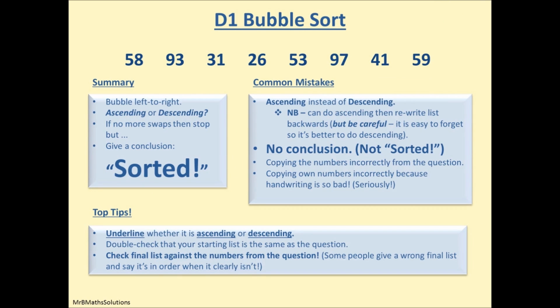Some people do ascending instead of descending if they've been asked for a descending list. If you do make that mistake and then realise, don't waste time doing the bubble sort all over again. It's okay to do an ascending sort, but then at the end write it backwards and say, therefore the descending order is. Be very careful if you do that, because some people forget to write it backwards at the end, and you'll probably lose 2 marks by doing that.